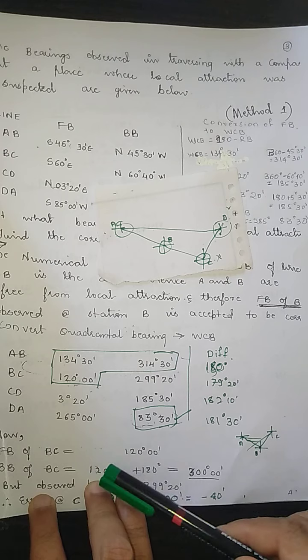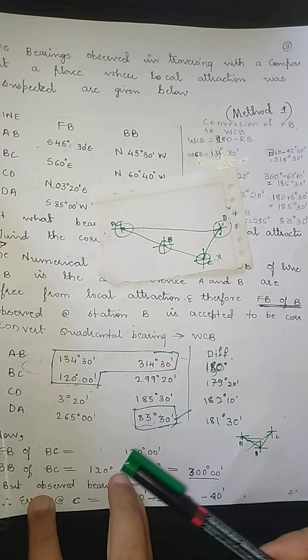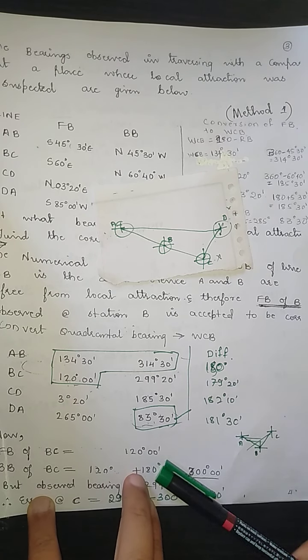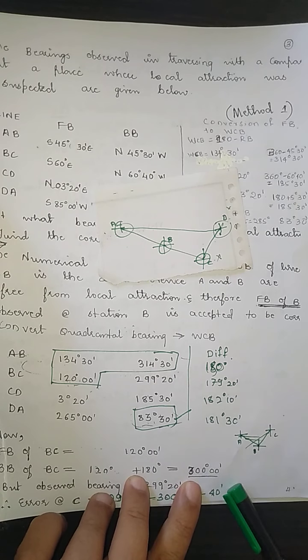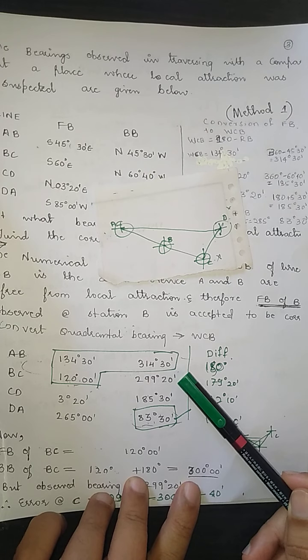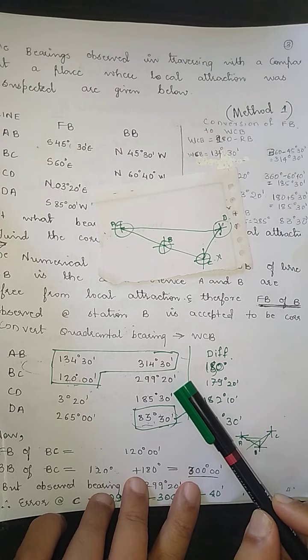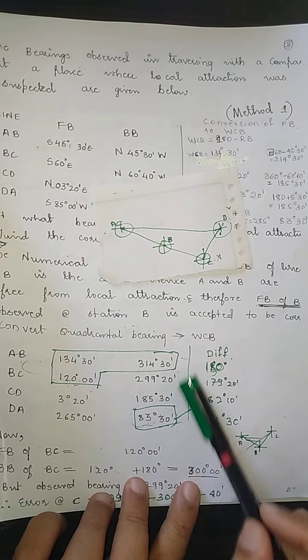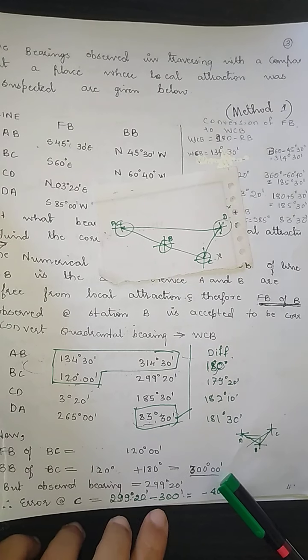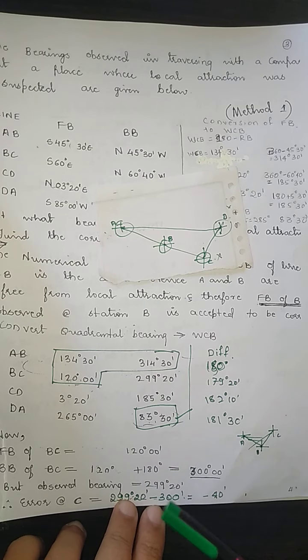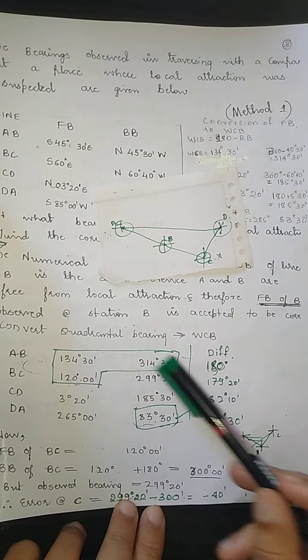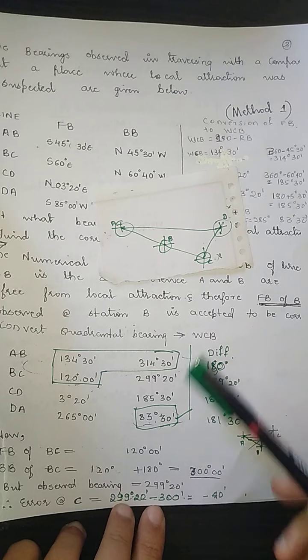If it is less than 180, what should we do? We should add 180 to this. So what are we going to get? We should get 300 degrees. The corrected back bearing of the line BC should be 300, but we have got 299. So what is the formula? The observed back bearing, observed reading, correction, error at C. To find out the error at C, what formula should we use?